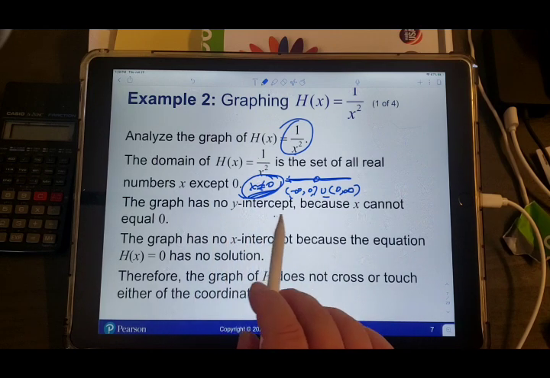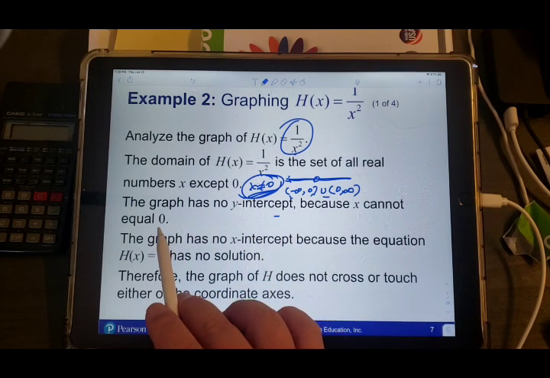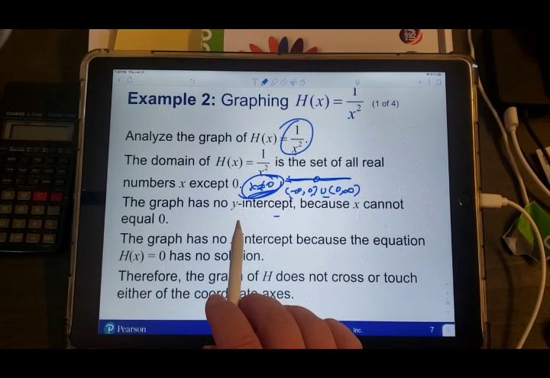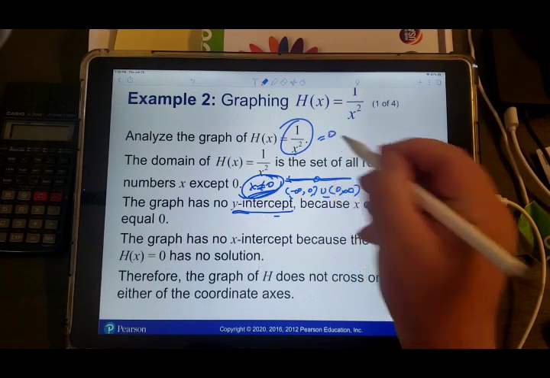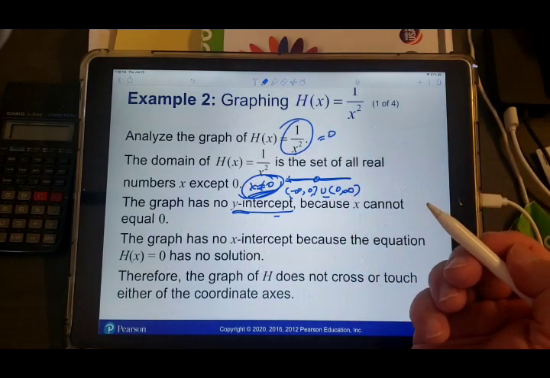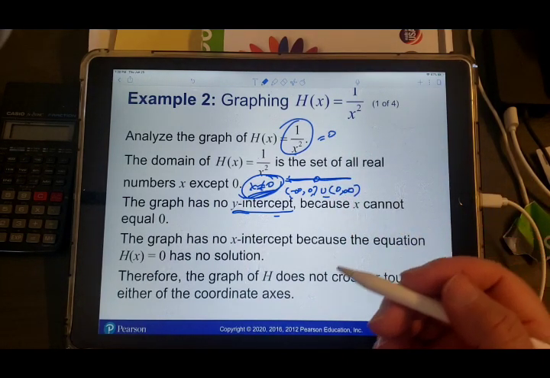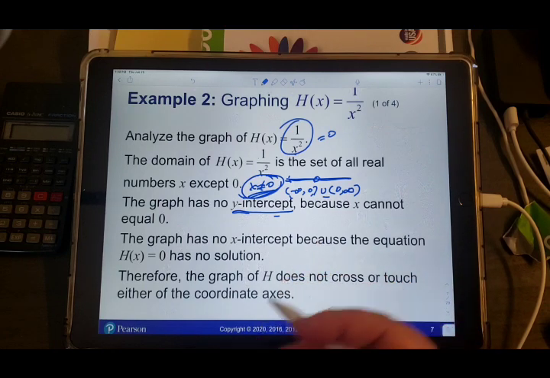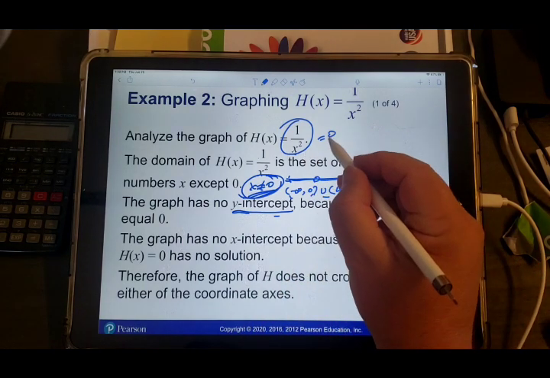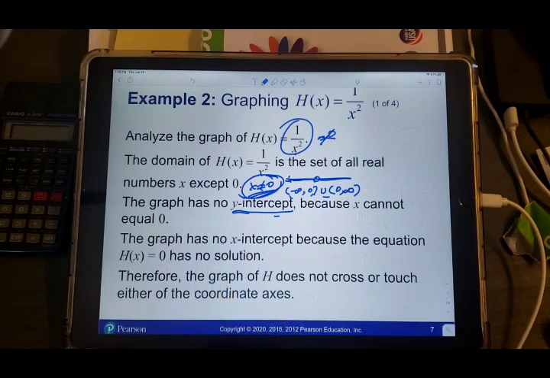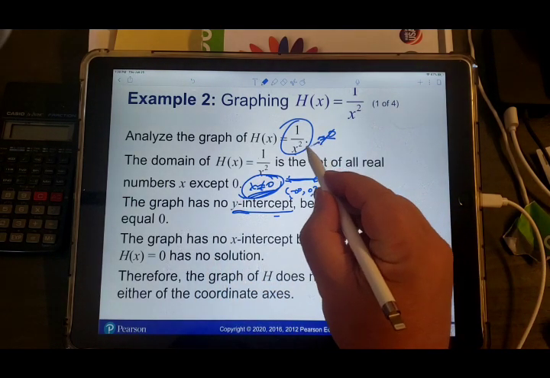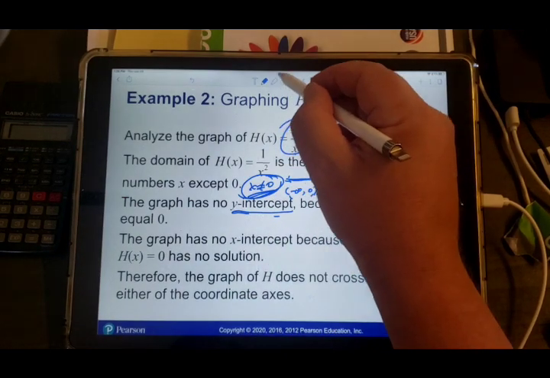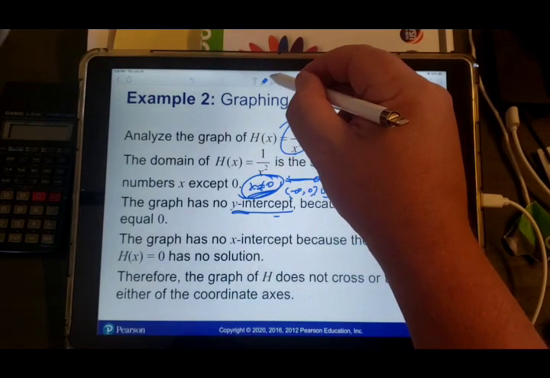All right, the graph has no y-intercept, and they haven't really taught you how to find the y-intercept yet. To find the y-intercept, you let x equal 0. And so that's a rule that we learned way back in chapter 1. You set x equal to 0. I don't know why I crossed that out. It was right. I just didn't have my arrow in there yet.